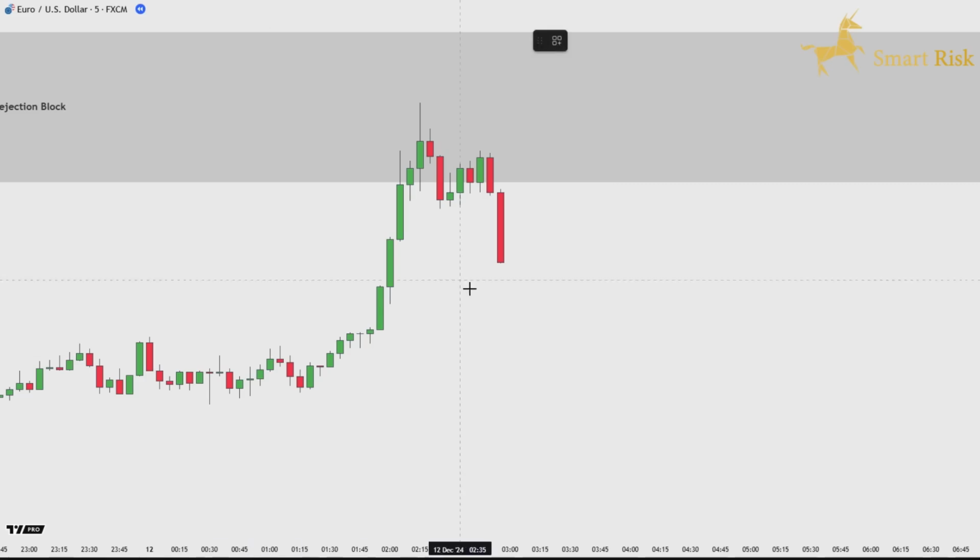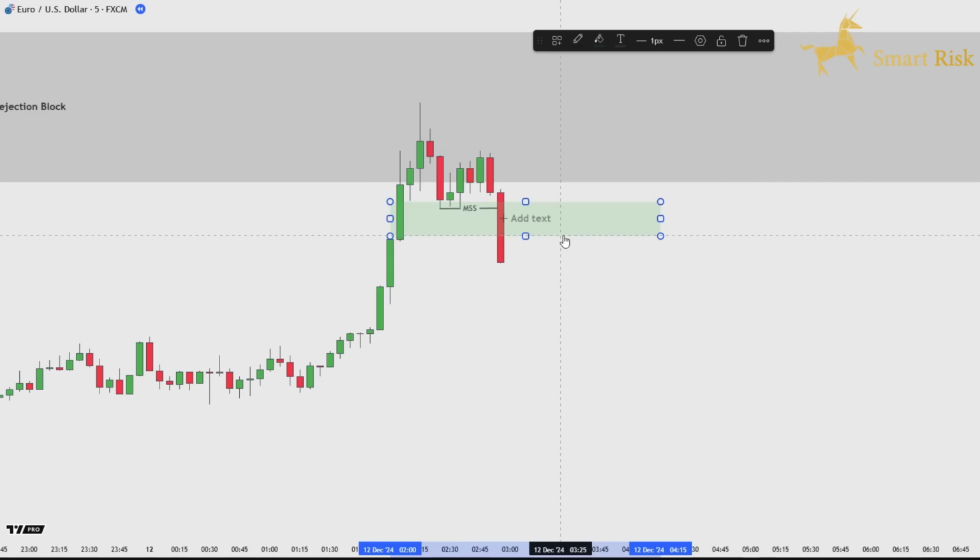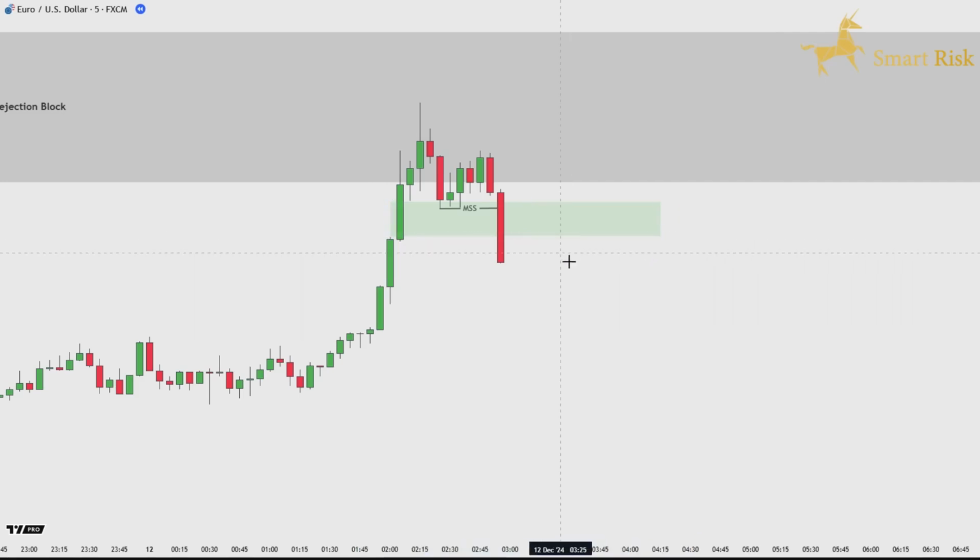As you can see, the price has created a market structure shift by breaking and closing below the latest swing low. Additionally, it has violated this bullish fair value gap and closed below it. This gap is now more likely to hold and act as a resistance area, providing another confluence for a potential reversal. Since the price closed below the bullish fair value gap, this action creates an inversed bearish fair value gap. With these confirmations, we anticipate that the price will return to the inversed fair value gap zone before continuing its move toward the sell-side liquidity.